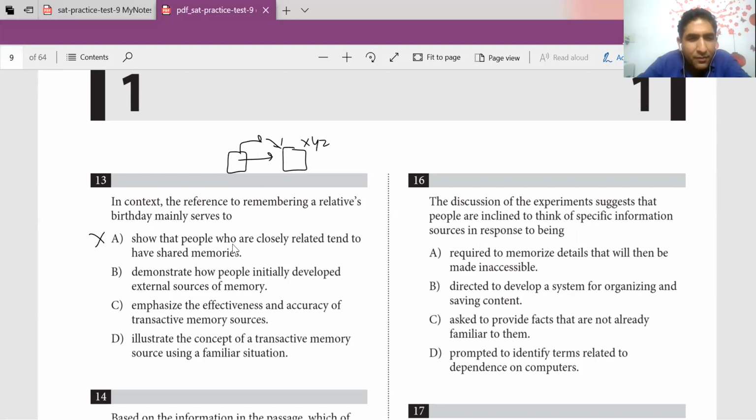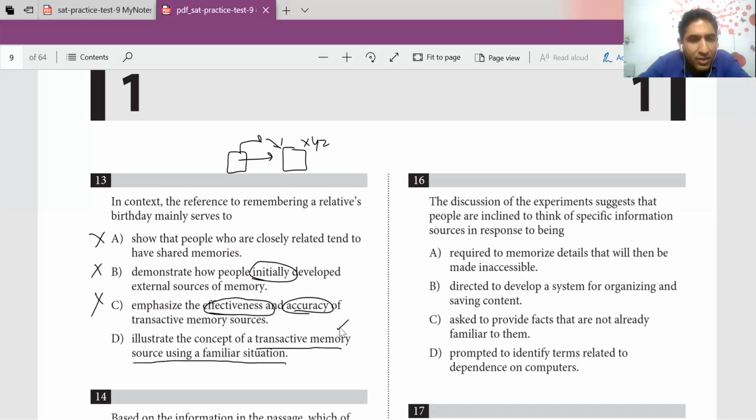Show that people who are closely related tend to have shared memories. Not really, and not always. Demonstrate how people initially developed external sources of memory. There is nothing like initially and later something, so this is not the case. Emphasize the effectiveness. We are not talking about effectiveness and accuracy, that is out of context. Illustrate the concept of transactive memory source using familiar situations.